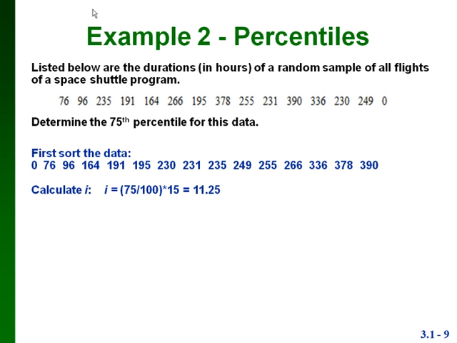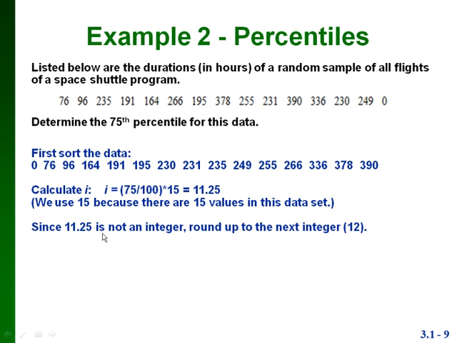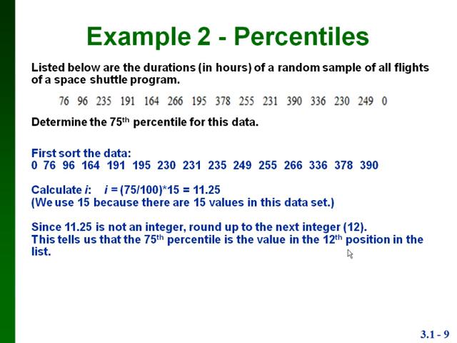Since we want the 75th percentile, we're going to take 75 divided by 100, and we have 15 data values in the list, so we multiply that by 15. That gives us 11.25. And again, we use 15 because there are 15 values in the data set. Since 11.25 is not an integer, we're going to round it up to the next one, which is 12. That tells us that our 75th percentile is the value in the 12th position in our sorted list. And that would make it 266. So our 75th percentile is 266.